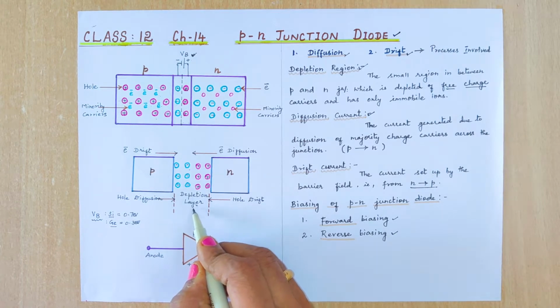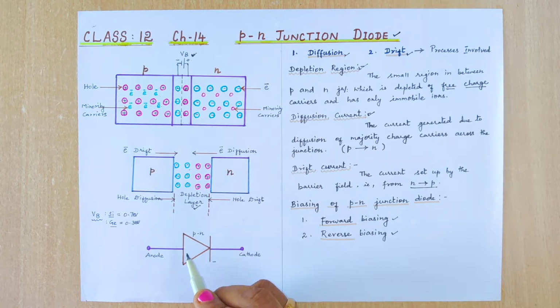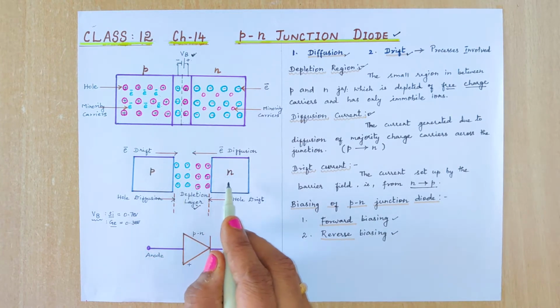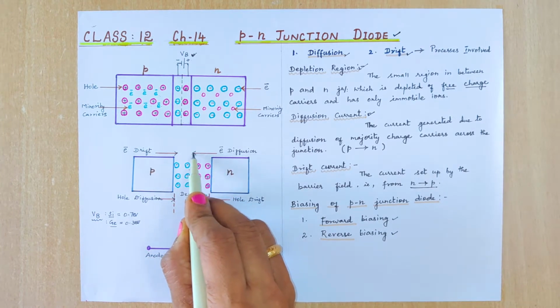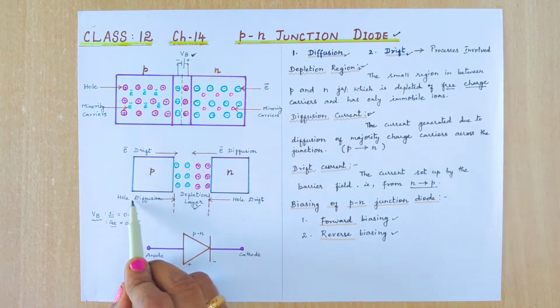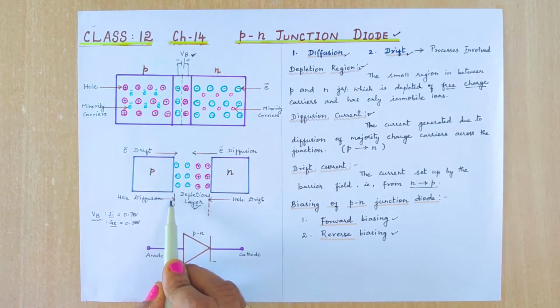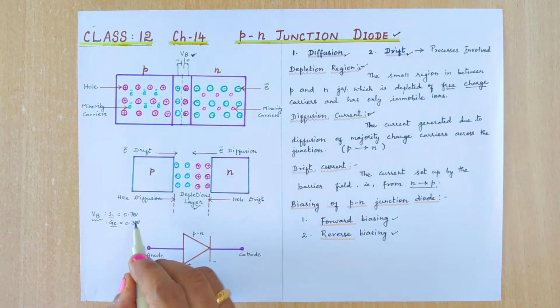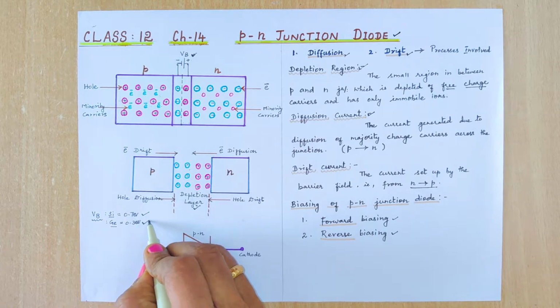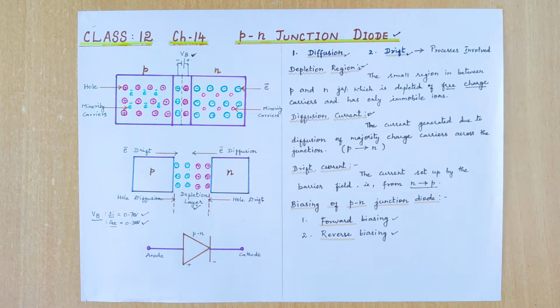You can see here the depletion layer shown between the P and N regions, this is the direction of electron diffusion, and this is the direction of hole diffusion. The barrier potential for silicon is 0.7 electron volt, and for germanium it is 0.3 electron volt. And during this depletion process, there is no flow of majority charge carriers.